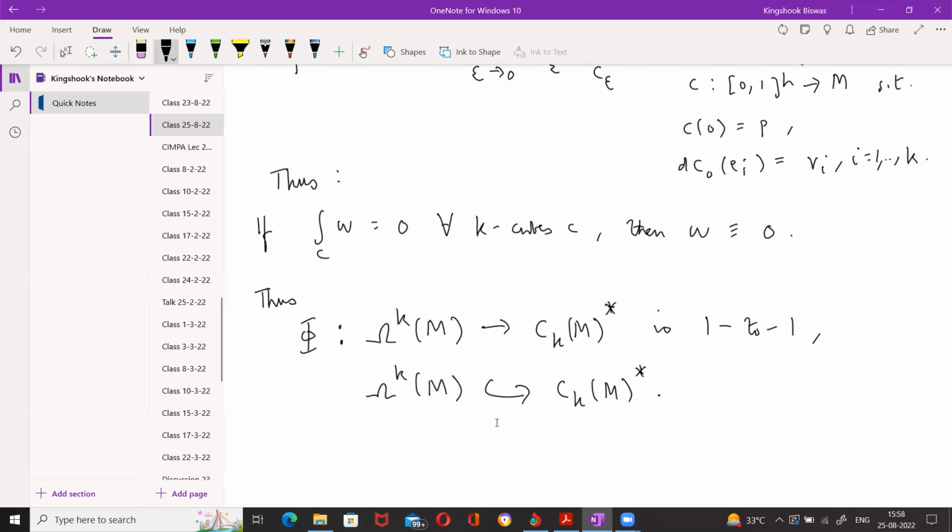All right. So k-forms embed into k-cochains. Is this all right? Okay, so fine.